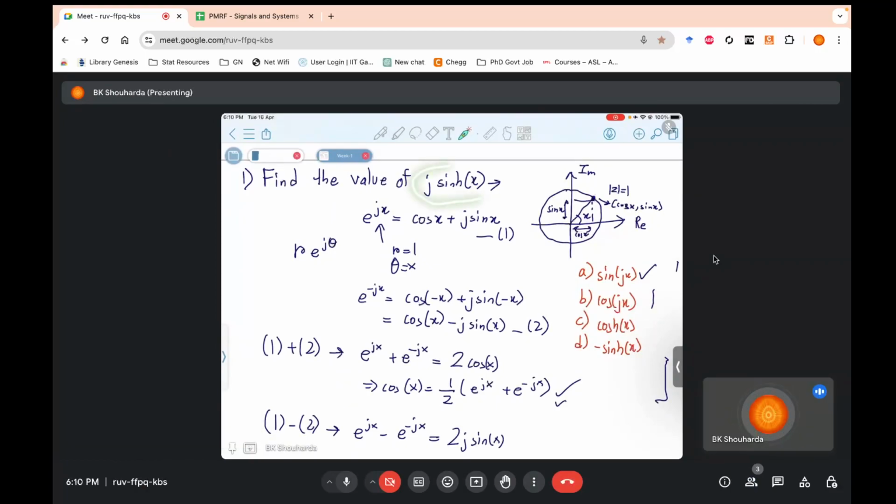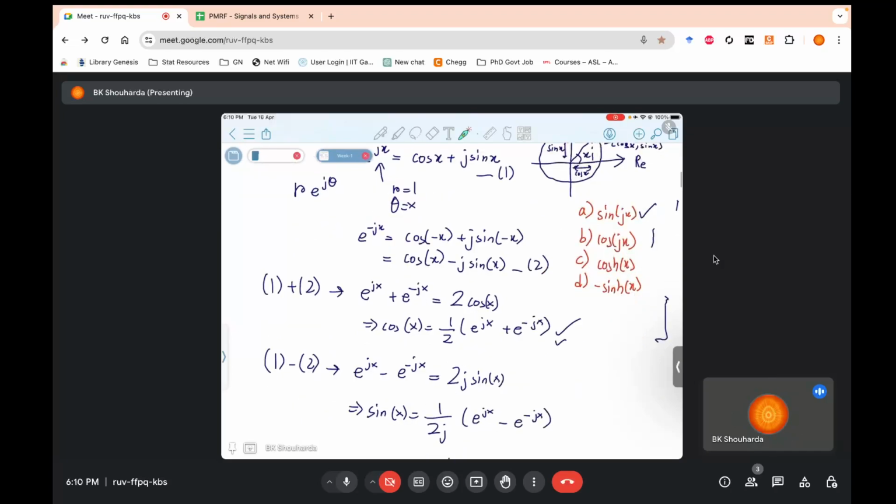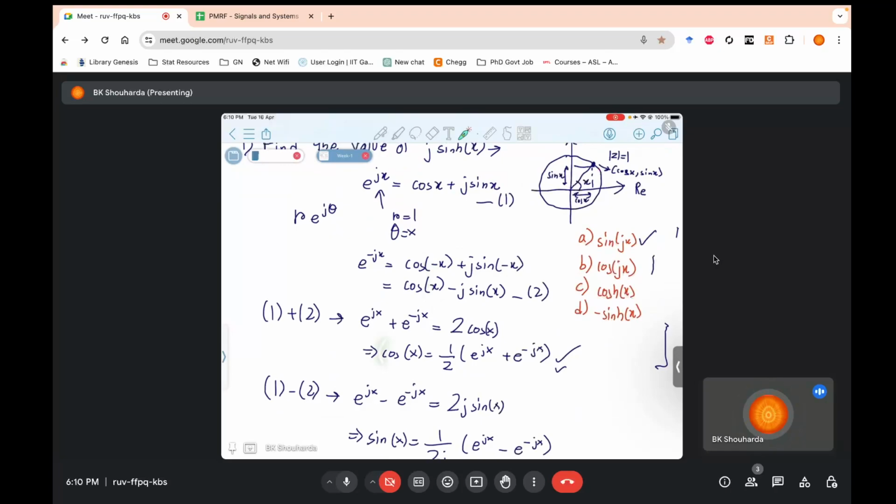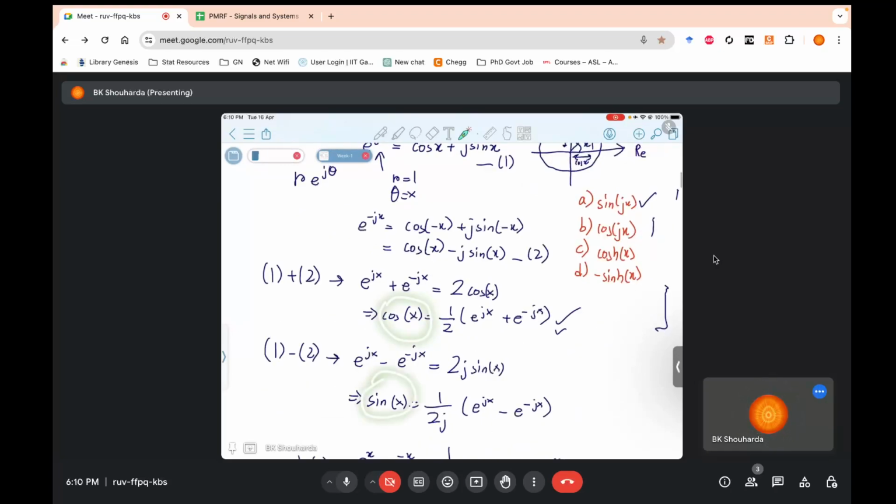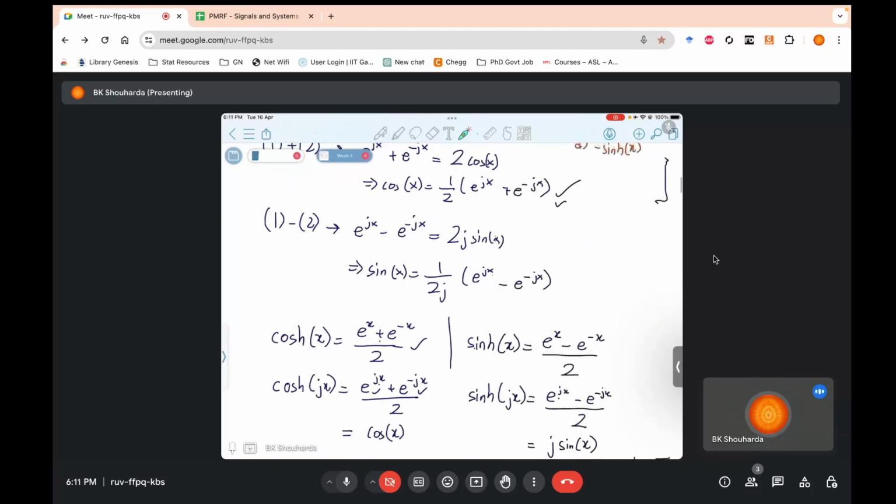Here, to find the value of j sine hyperbolic x, the important property to be used is Euler's identity, e to the power jx equals cosine x plus j sine x. This is an important formula. Then how do you manipulate these formulae for cosine x and sine x? If you remember these fundamental properties, then if you are given anything to be manipulated, such as cosine hyperbolic of jx, you can use these properties.